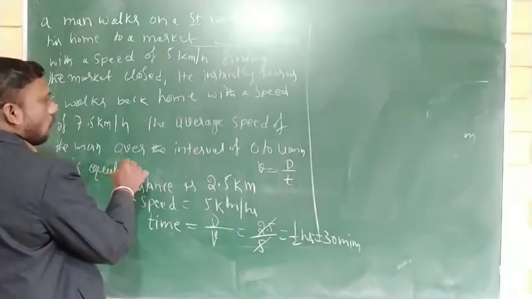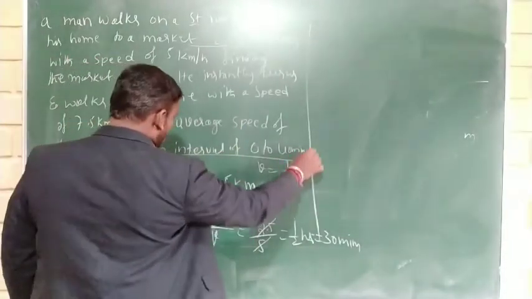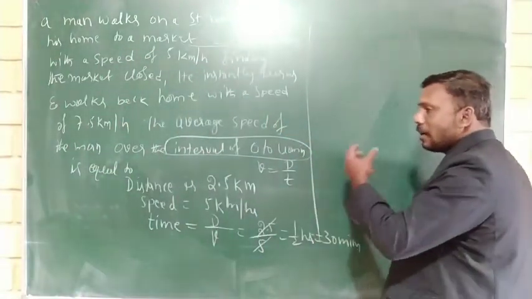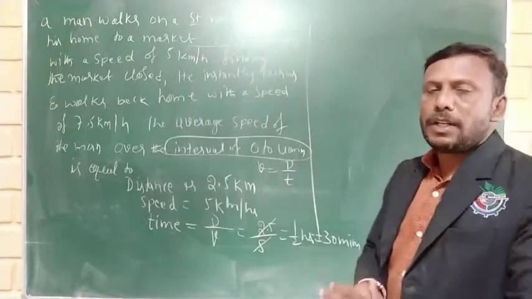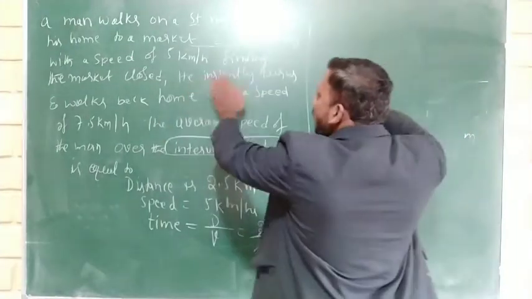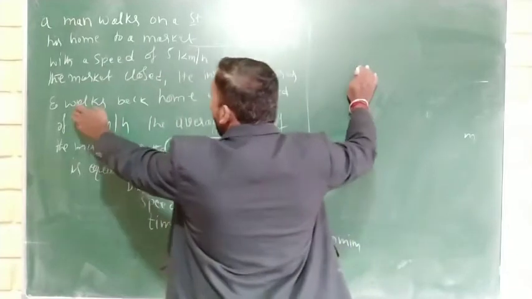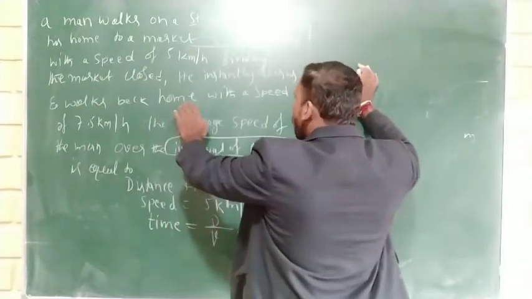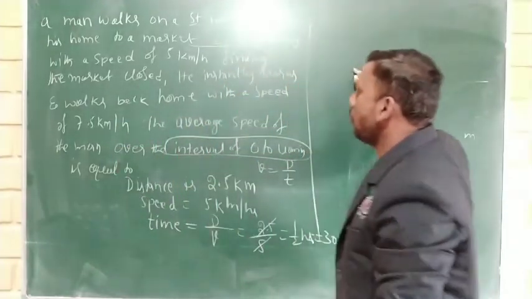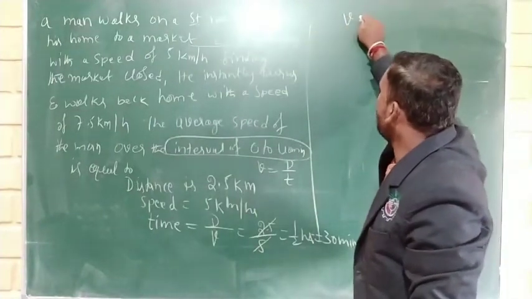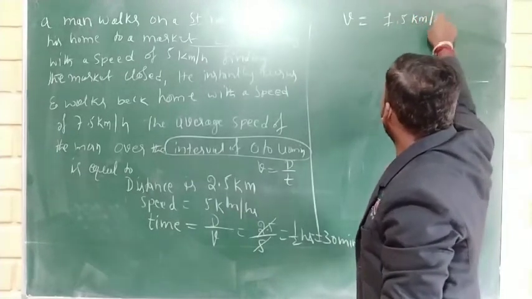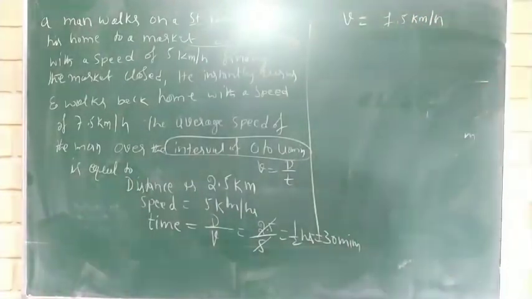In the question, the given interval is 0 to 40 minutes. Already we spent 30 minutes. In the remaining 10 minutes he returns to his home. Therefore, he instantly turns and walks back home with a speed of 7.5 kilometer per hour. In the second case, V is equal to 7.5 kilometer per hour.